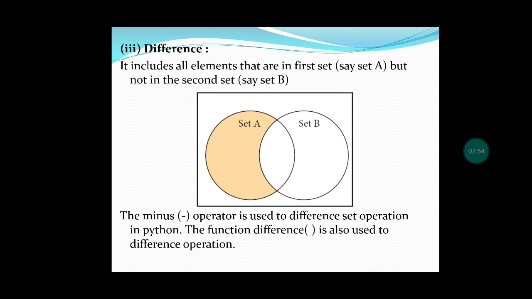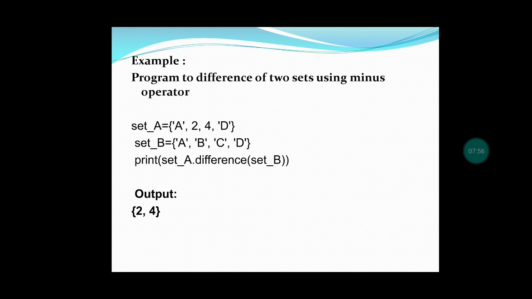Let us see the example for that. In this example we have used minus operator for difference of two sets. In set A it is given as A, 2, 4, D, and set B it is given as A, B, C, D. Print of set A dot difference of set B. So what will happen? The common elements will be omitted. That is both for A and B, common as A, D, so it is omitted.